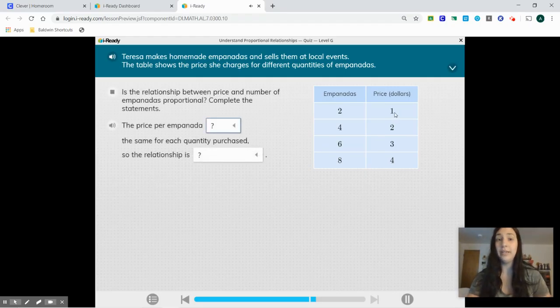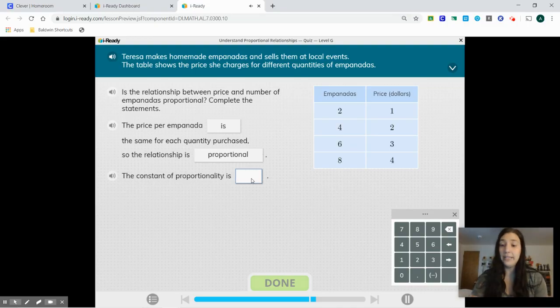Okay, so is the relationship between price and number of empanadas proportional? Complete the statement. So money per empanada. 1 divided by 2 is 50 cents, or 0.5. 2 divided by 4, again, 1/2, 0.5, 50 cents. 3 divided by 6, again, 0.5, or 50 cents. And 4 divided by 8 is, again, 0.5, or 50 cents. So yes, it is the same for each quantity, which means it is a proportional relationship.